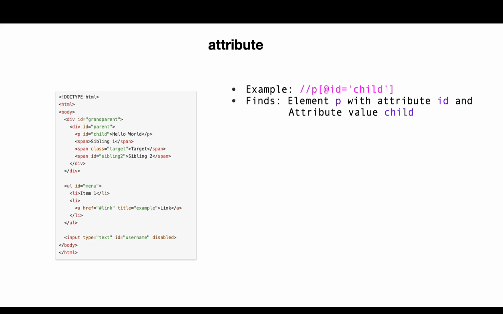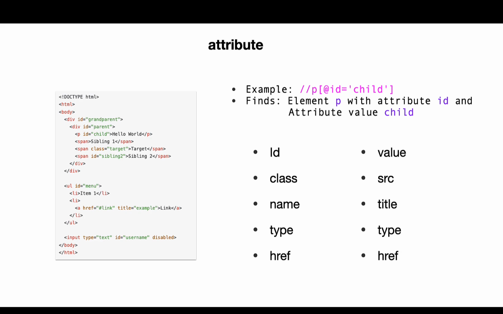There are different attributes you will see on the page, some of these being id, class, name, type, href, value, src, and title. Mostly you will see these kinds of attributes, but you can have other attributes also. I hope you understood how attribute works. You can use @ with whatever the attribute name is, equal to its value. That's how we are able to identify the element.